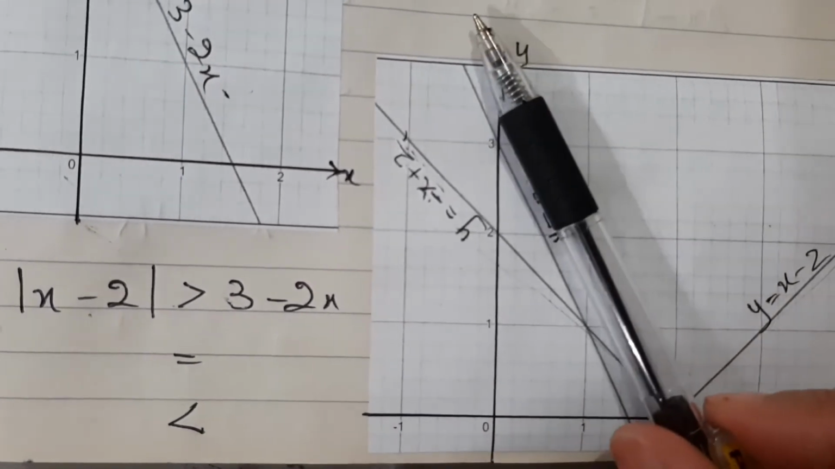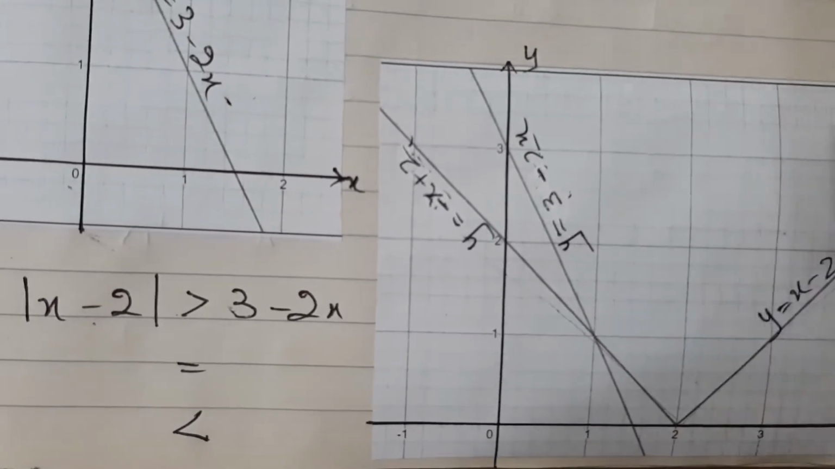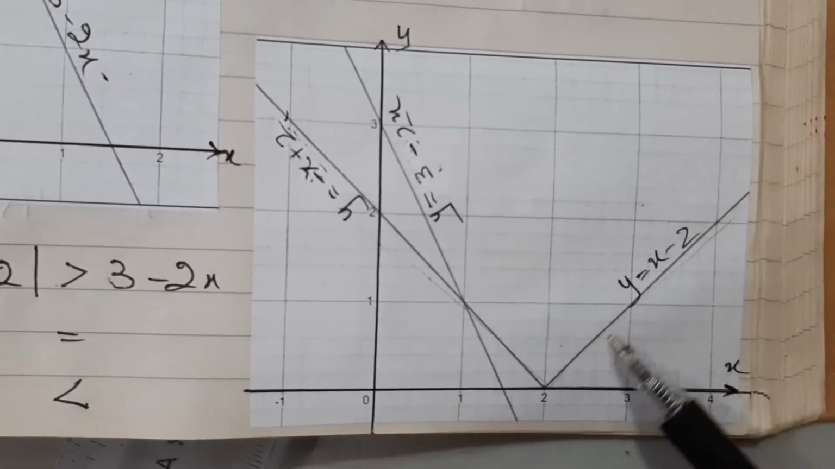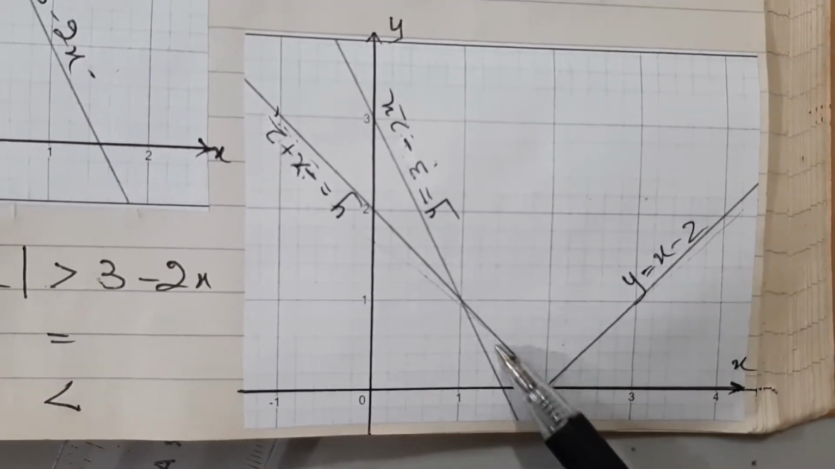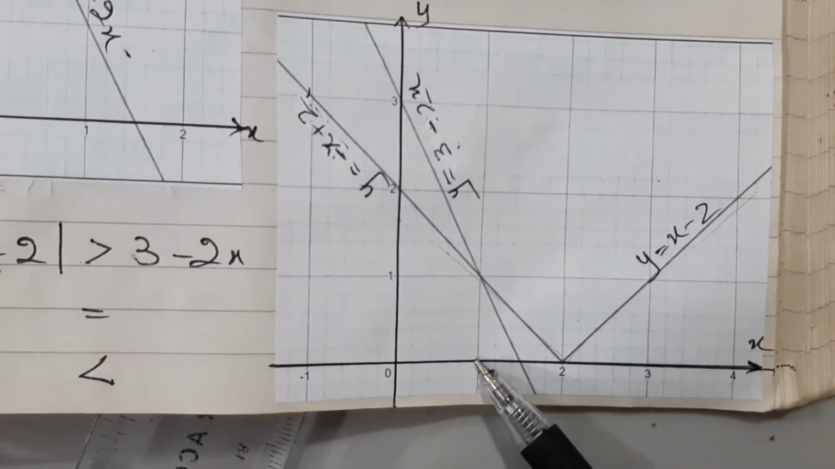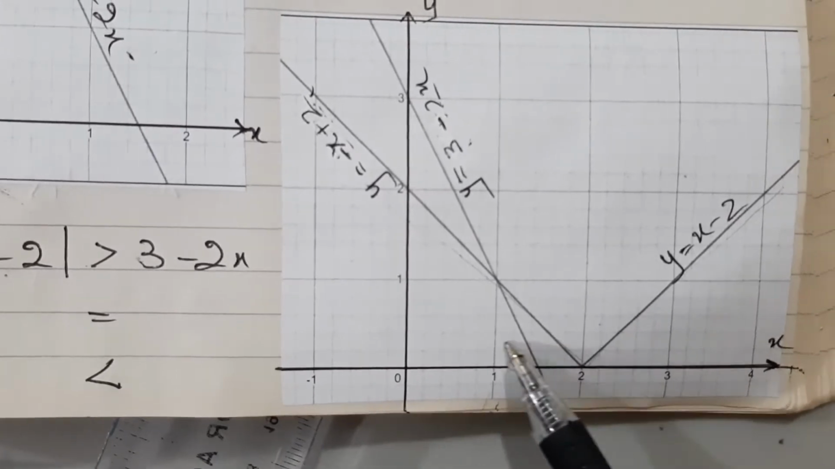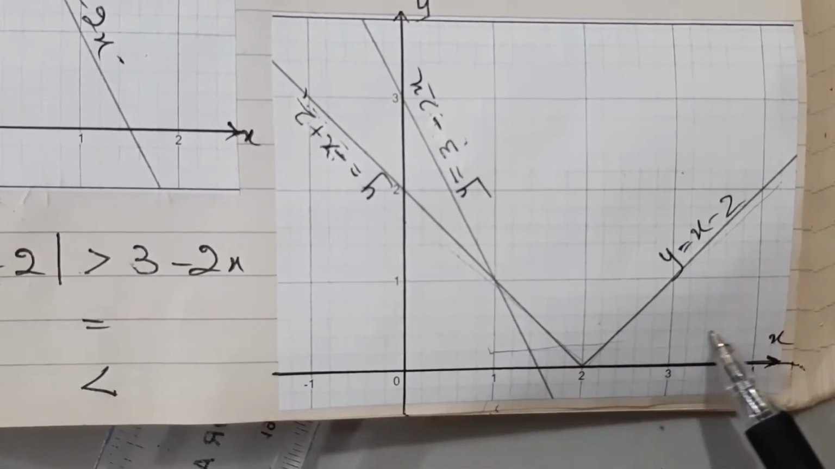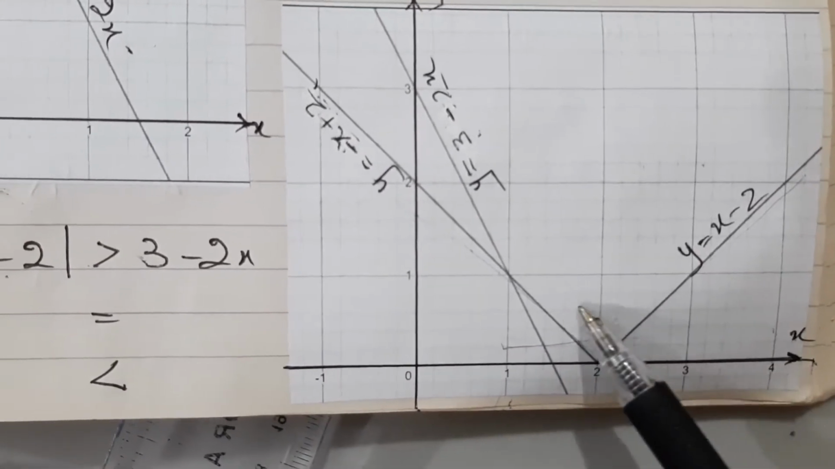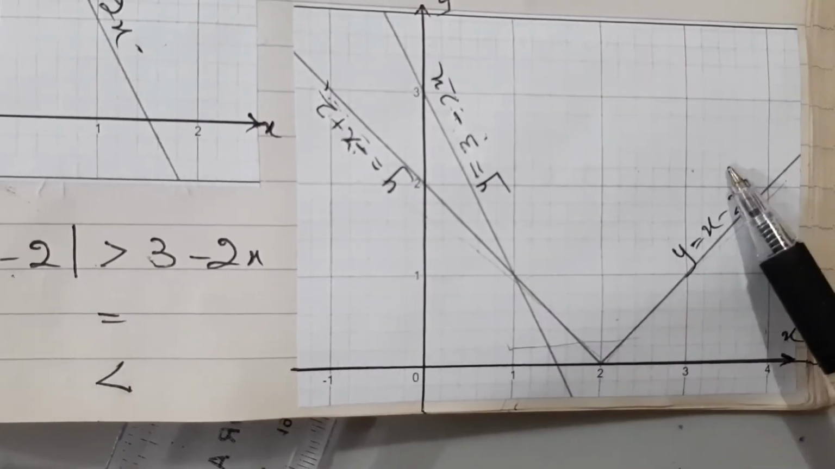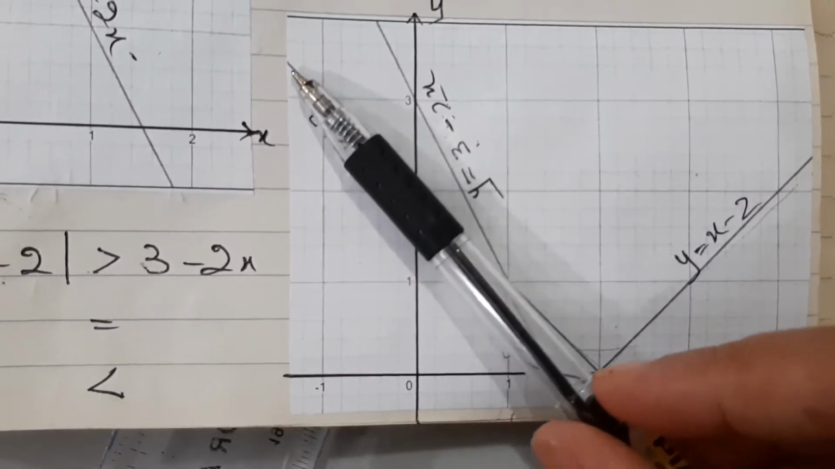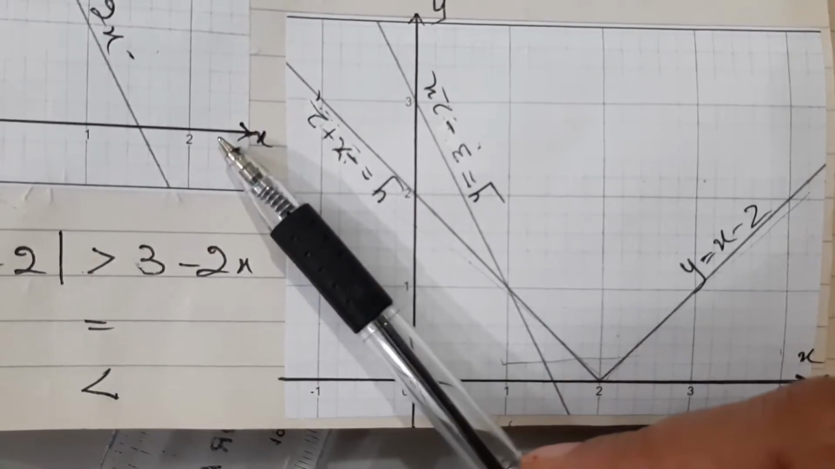Now this is my line, and above it, this part of the curve. Can you notice? From here, what was this value of x? It was 1, right? So it means all the values of x which are greater than 1 will give me modulus above the line, whereas this side the modulus is below the line.